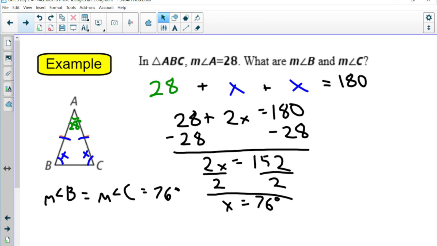So again, it's a way to use the sides to get the angles, or to use the angles to get the sides. Here, we're using the sides, the fact that the sides are the same, to say, therefore, the angles are the same.